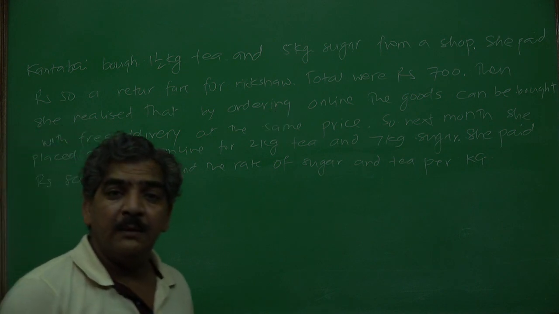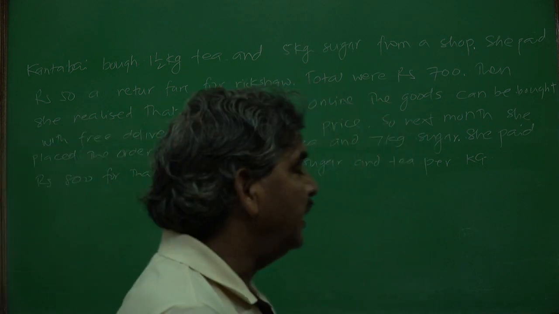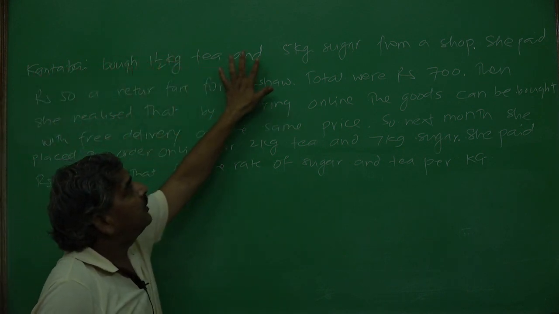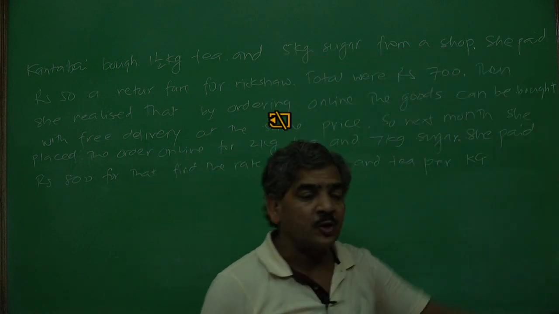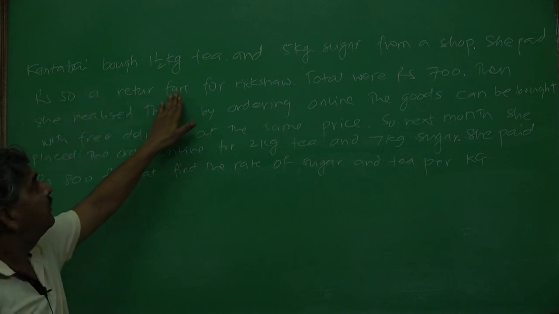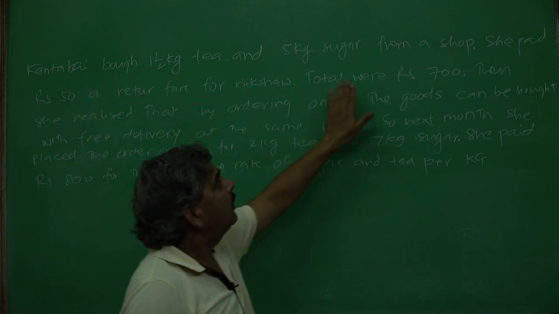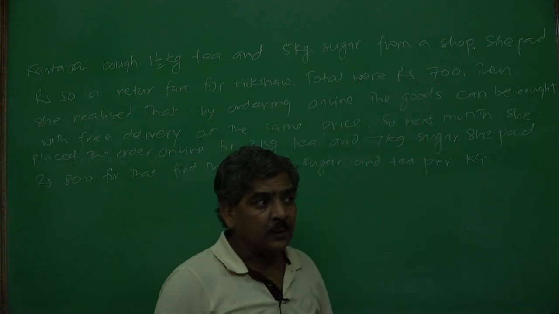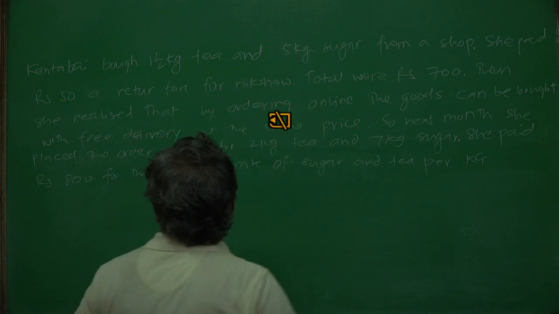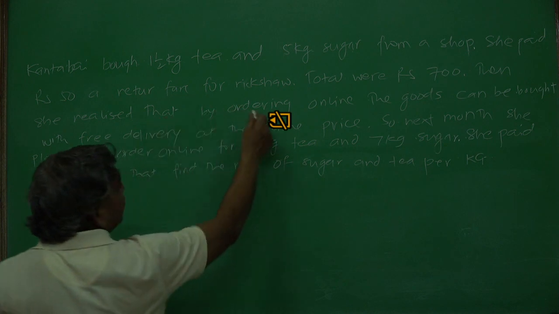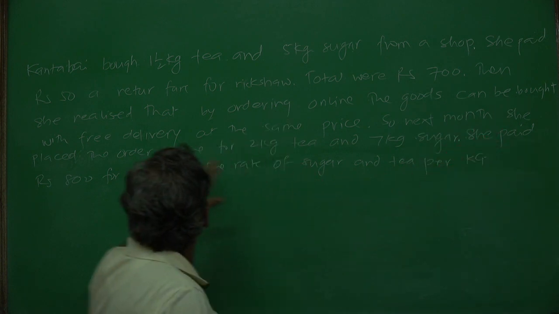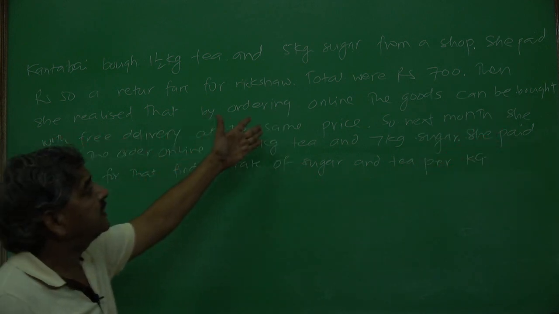Okay. Kantabai. Everybody familiar. So Kantabai bought 1.5 kg tea and 5 kg sugar from a shop. She paid rupees 50 as a return fare for rickshaw. Total expenses were rupees 700. So the total cost of the transaction was how much? 700. Okay. Next. Then she realized that by ordering online, the goods can be bought with free delivery at the same price.